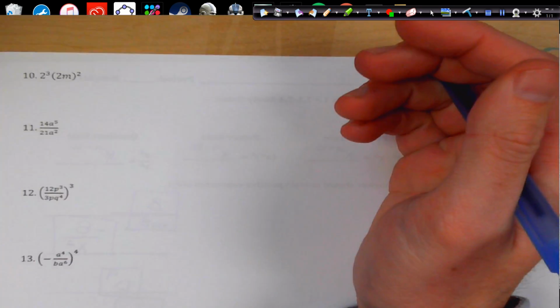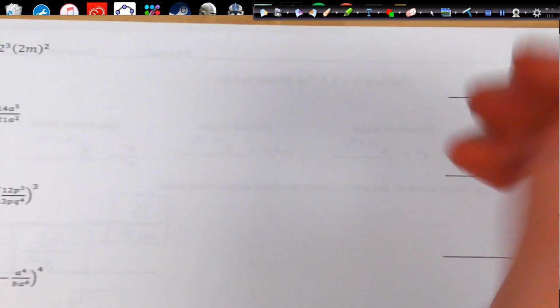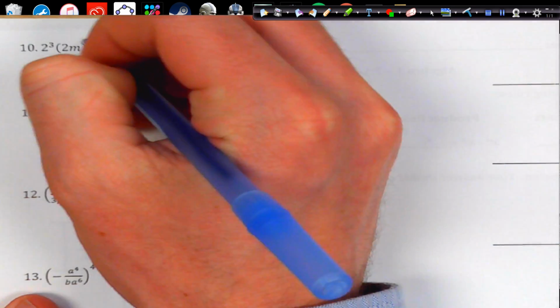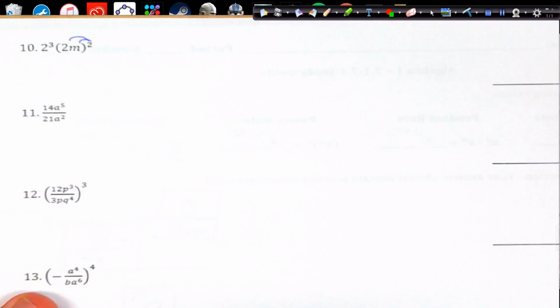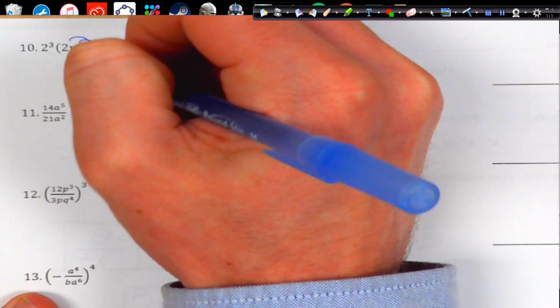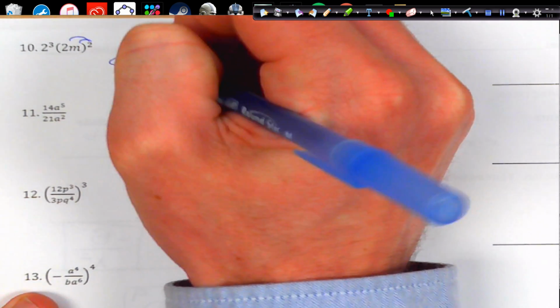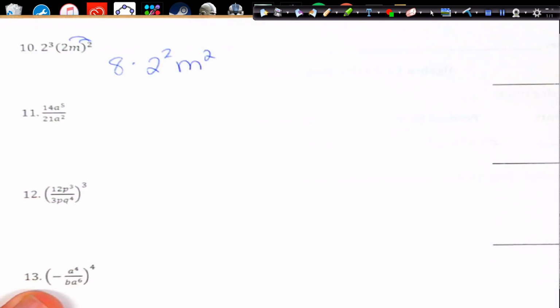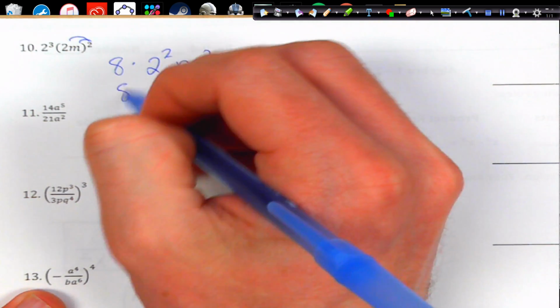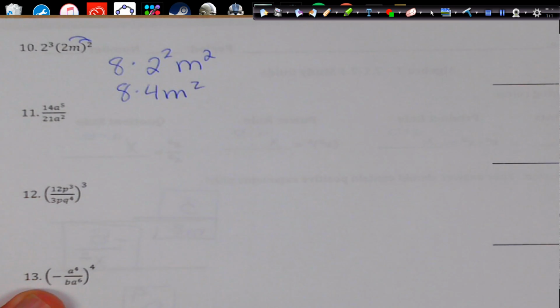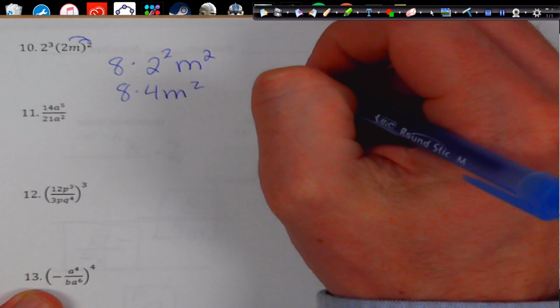All right, I'm going to zoom in a little bit. Okay, 2 to the 3rd and 2m squared, we're going to distribute that. 2 to the 3rd power is going to give me 8 times 2 squared and m squared. 2 squared is going to be 4. And 8 times 4. I have my calculator off screen, so if you hear me, I am calculating.